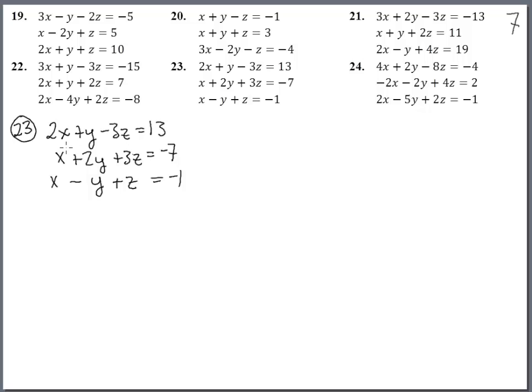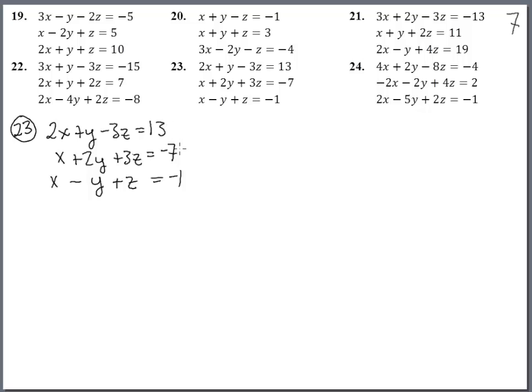Number 23. Oh, this is tempting. The y's look pretty nice. You just have to times that by 2. The z's, they'd go away there, and you'd have to times by 3, and the x's, that's pretty good there. Let's try getting rid of the x's first.